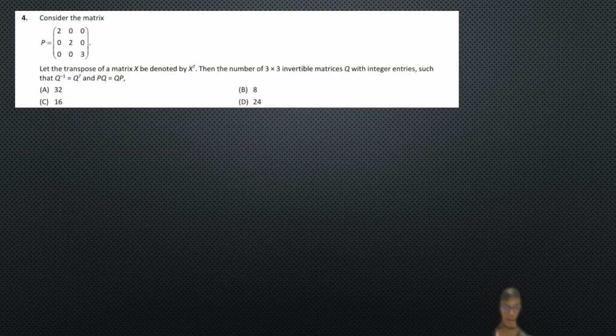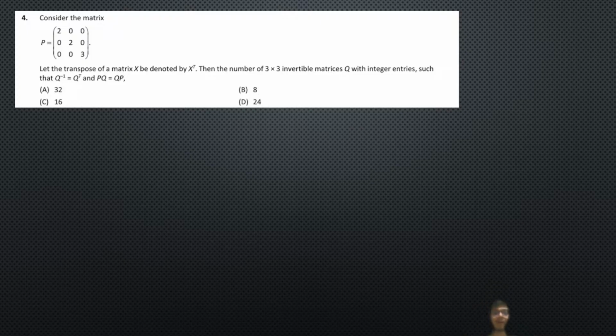Yes, correct. All right, so next question, we have a problem on matrices, and this is the last question we have in the single correct type questions. So let's try to see how we can solve this problem. Let's look at the problem.